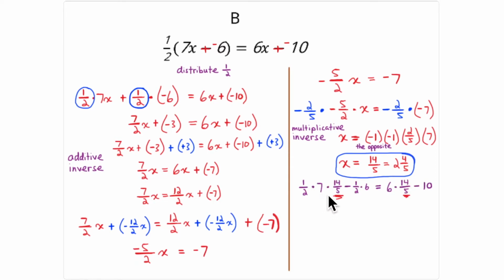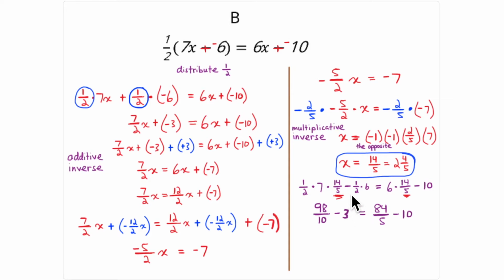You have 1/2 times 7 times 14/5 minus 1/2 of 6. And you have 6 times 14/5 minus 10. So you have to be careful. You have to multiply this 1/2 times 6 separately. You can't multiply these factors together, and then subtract 1/2. You have to subtract 1/2 of 6. So it has to be minus 3, which is 1/2 of 6.